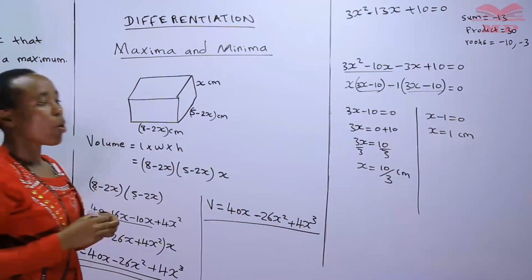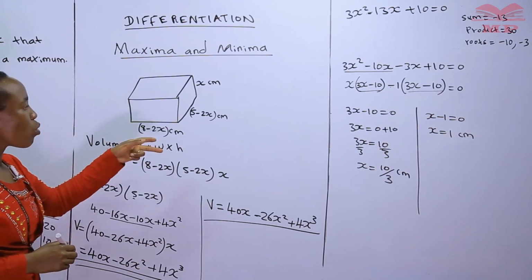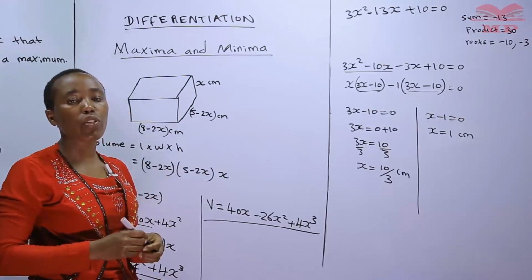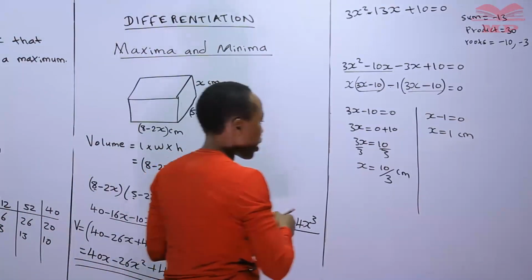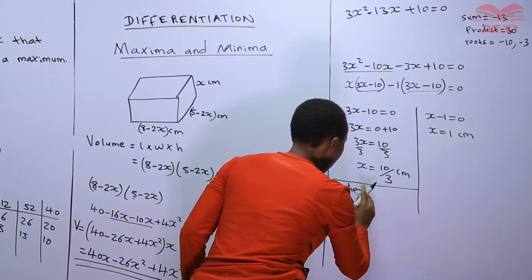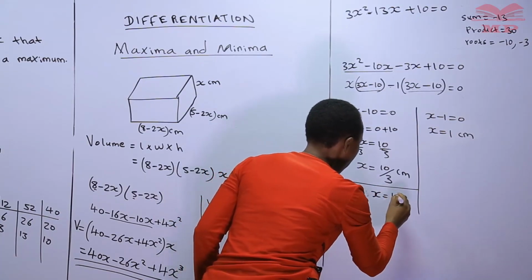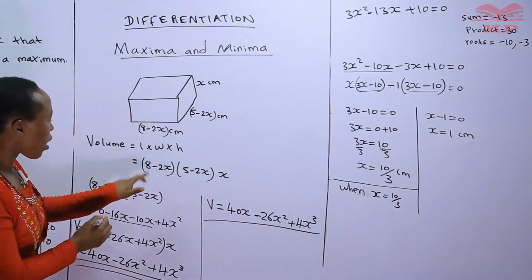So we want to see when the volume is a maximum, because in our case, we are told to make the volume a maximum. So we calculate the volume when x is 10 over 3 and when x is 1, and see which value of x will give us the maximum volume. So we can start with when x is 10 over 3. This is the formula for the volume.